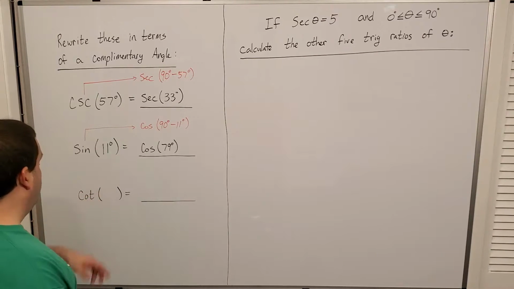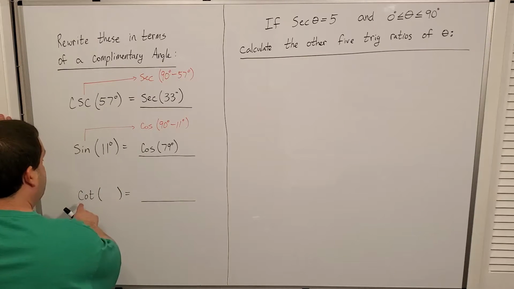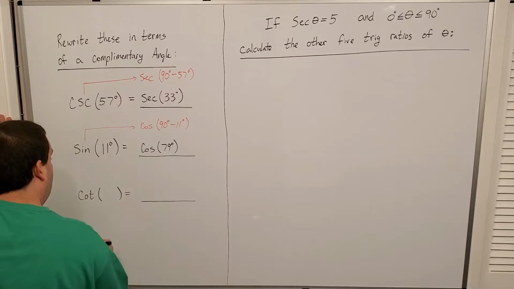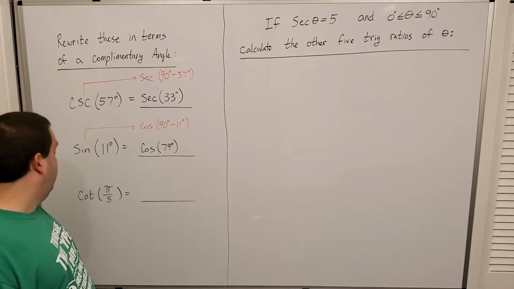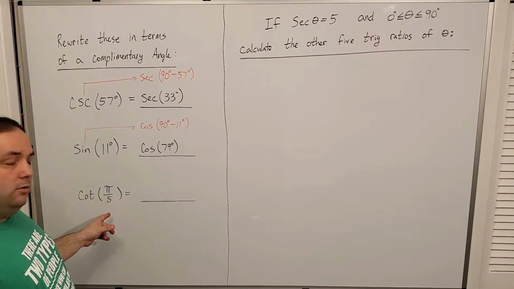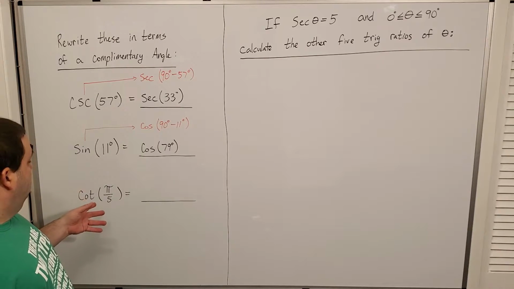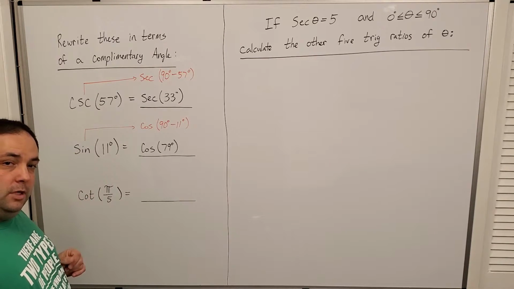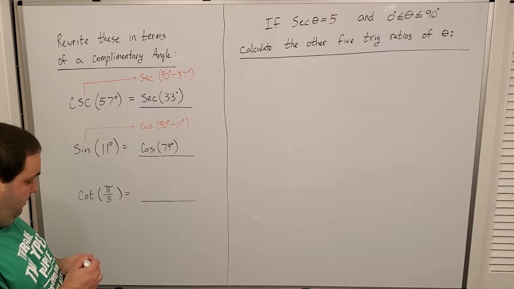Now right here, I decided to switch it up because I want to do one in radians. Let's say the cotangent of pi over 5. Okay, now that's not one of your memorized angles. Pi over 5 is not one of the memorized ones, but it makes for a good radian angle. Notice there's no degree marker, right?